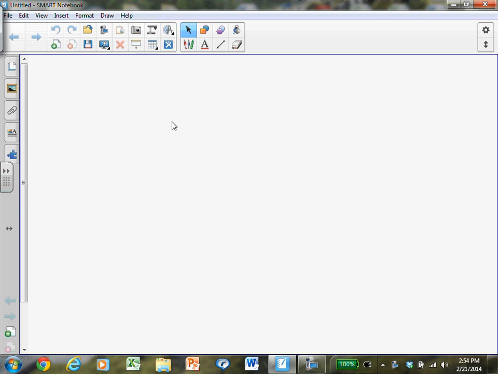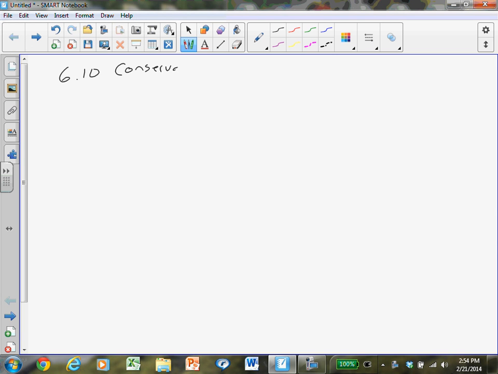Finally, the final unit, 6.10, is conservation of energy. And there's not really anything new here since we've already talked about conservation principles. I already saw conservation of energy or conservation of momentum. And we already know about potential energy and kinetic energy. It's just putting that together.